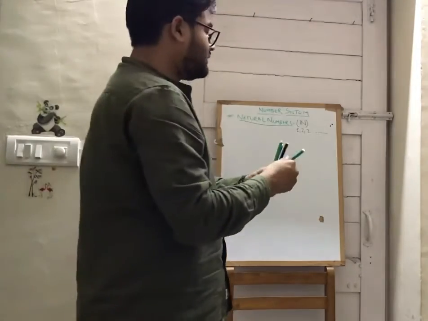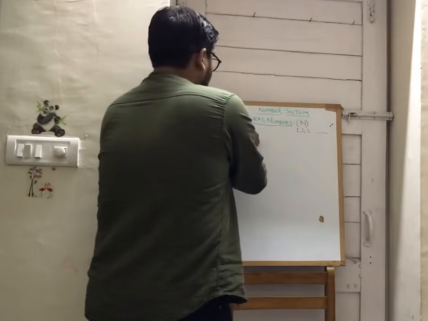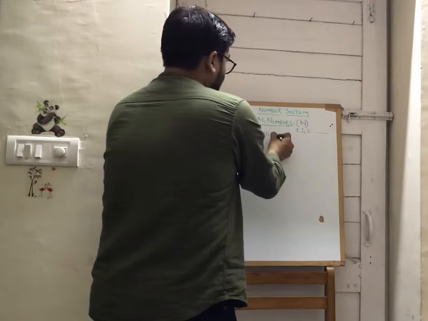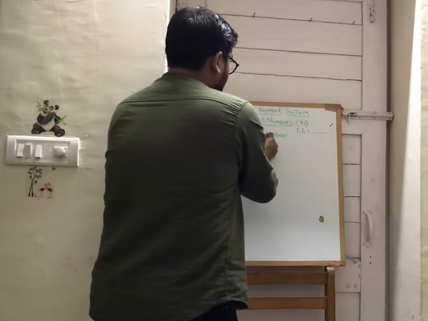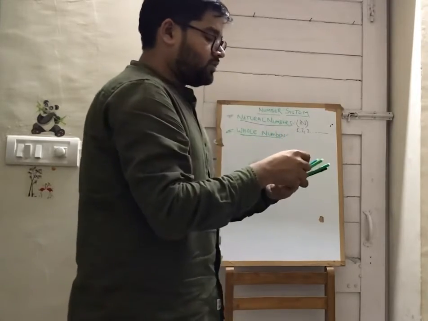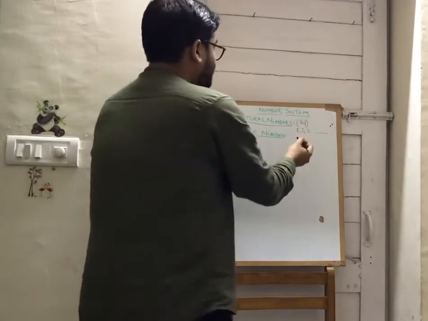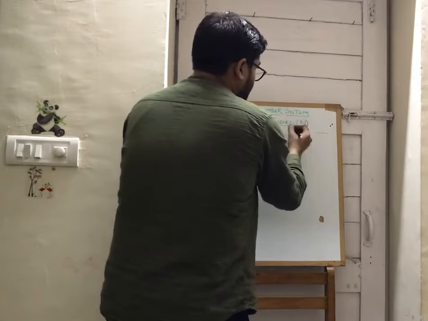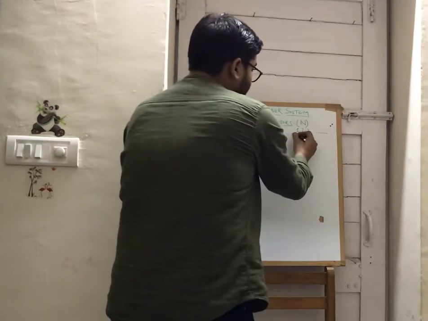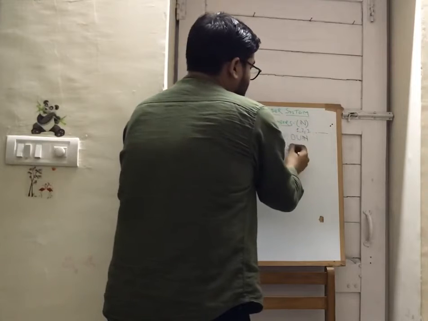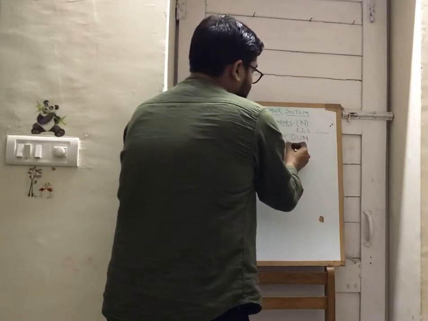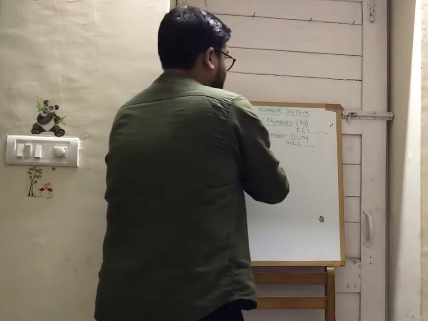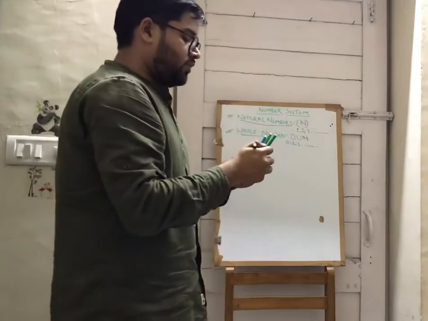After that, what comes? One more: whole numbers. So whole numbers start from, if we add 0 to the natural numbers, what we can write is 0 union natural numbers. So we can say this is 0, 1, 2, 3 and up to infinity. So adding 0 to the natural numbers makes them whole numbers. Okay.